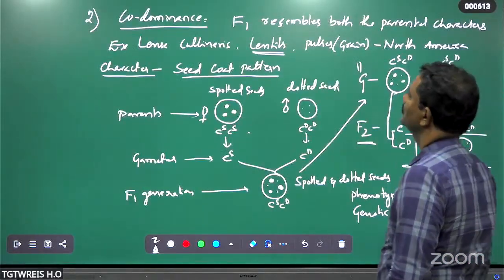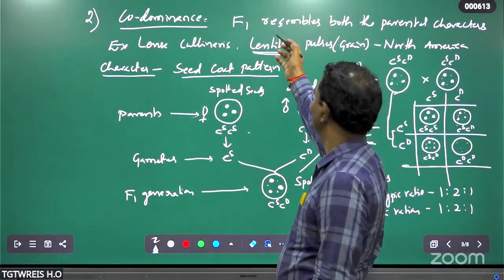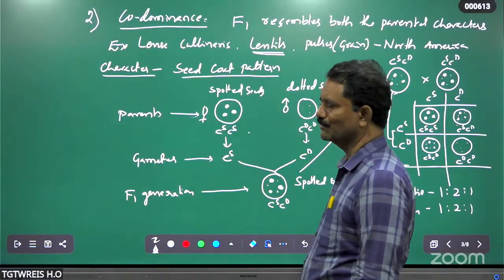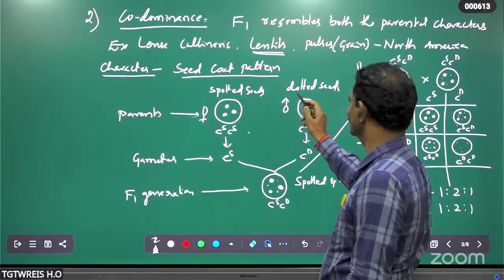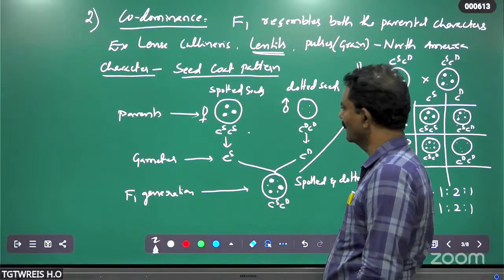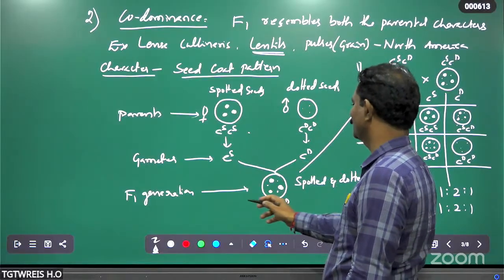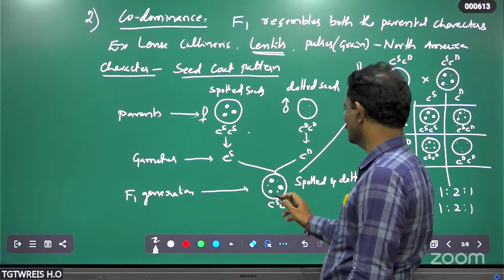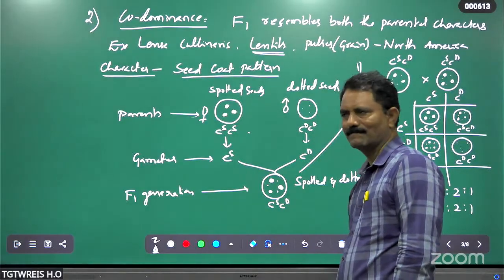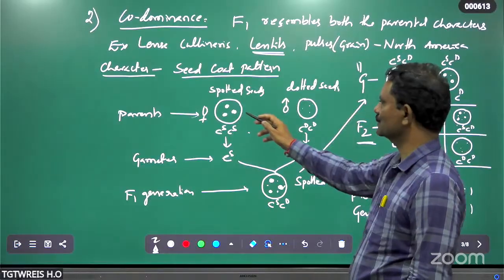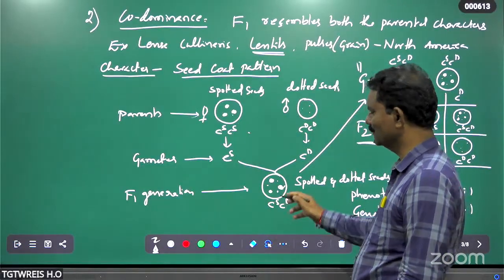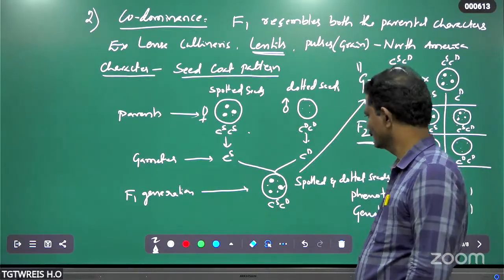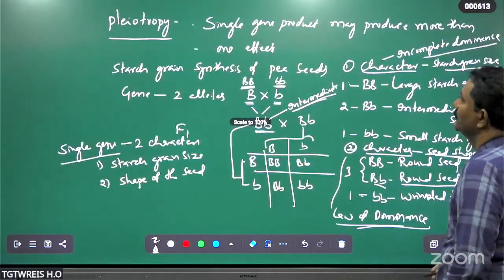And the codominance. Here the F1 shows both the parental characters. A spotted seeded plant is crossed with a dotted seeded plant. Automatically, the F1 generation shows spotted and dotted seeded plants. Here the F1 shows both the parental characters. So it is also a deviation, right?